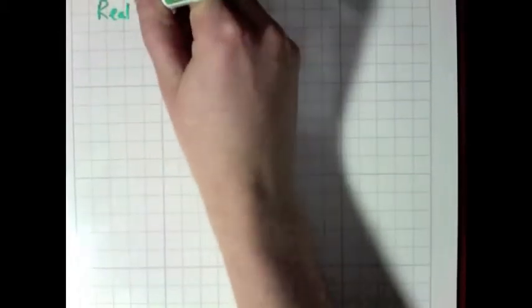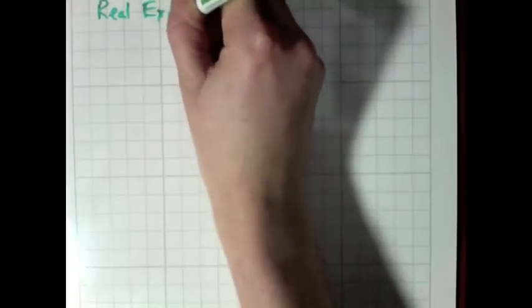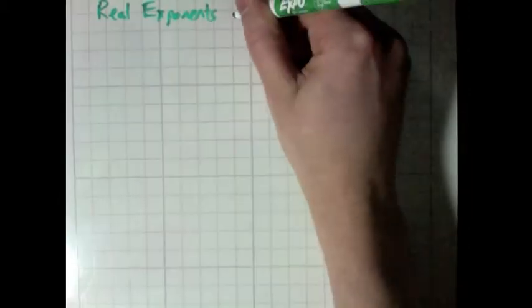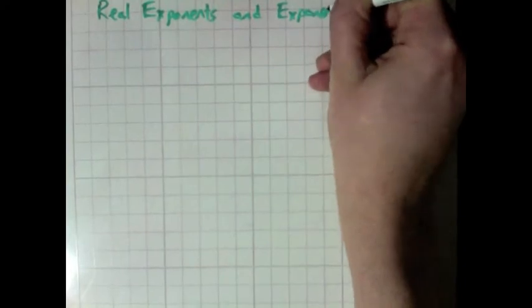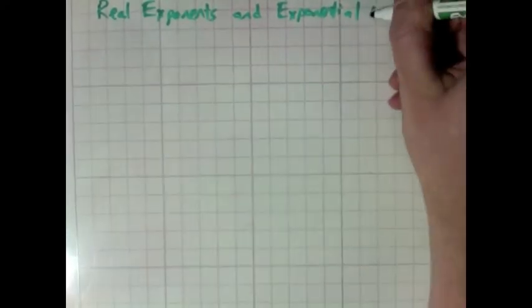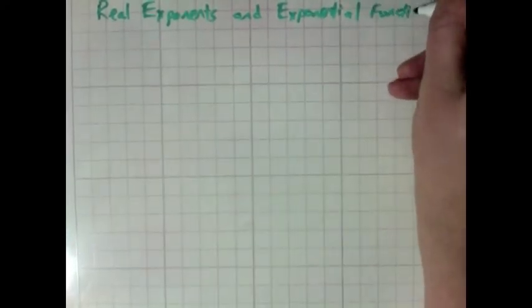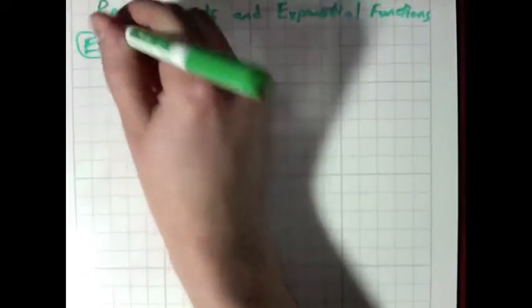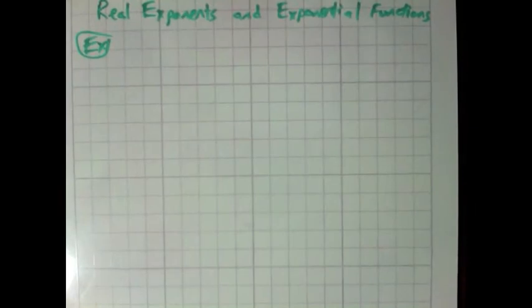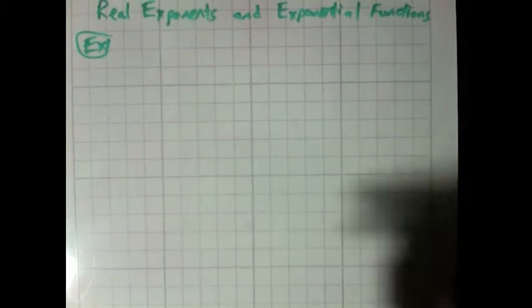So as I said, today's lesson is on real exponents and exponential functions. And we're going to be looking first at y equals 2 to the x. And it's going to require us to remember some of our properties of exponents, specifically negative exponents, just so we can evaluate some of those.